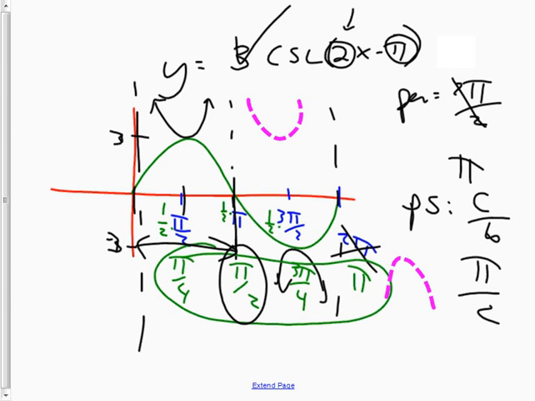That's like the hardest one, because you had to do 3 things to it. Usually you only have to do 2 things to it.